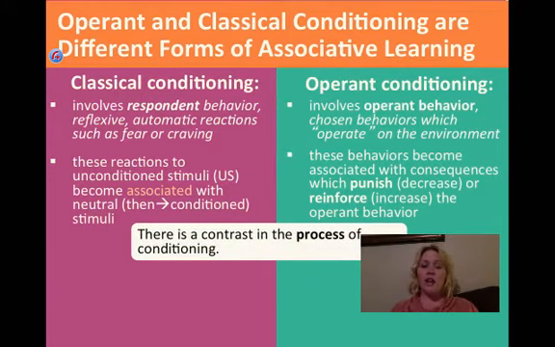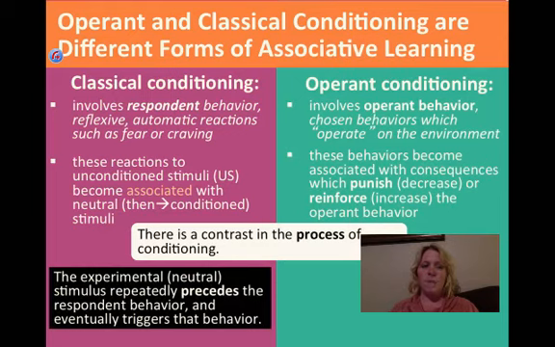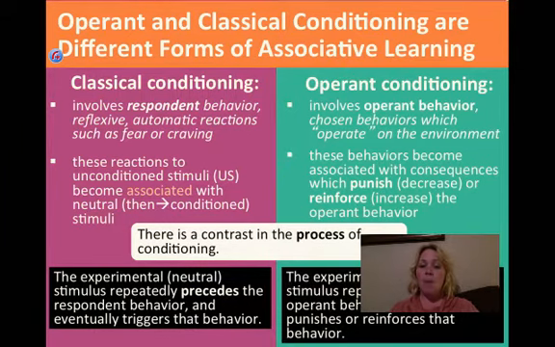There is a contrast in the process of this conditioning. In classical conditioning, the experimental or neutral stimulus repeatedly precedes the respondent behavior and eventually triggers the behavior. So in classical conditioning, the stimulus comes before the behavior. In operant conditioning, the stimulus follows the behavior. So you have to do the thing that they want you to do before you get reinforced or punished. In classical conditioning it precedes, it comes before, and in operant conditioning, the reward comes after.